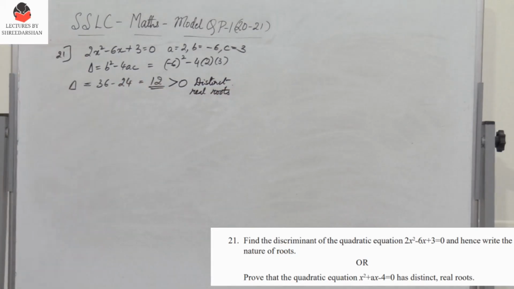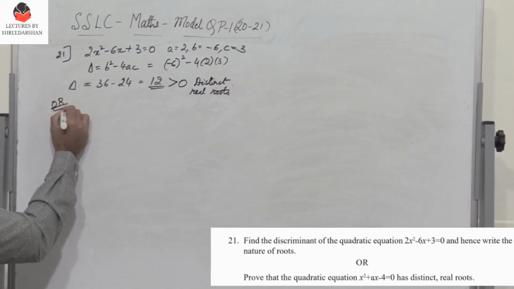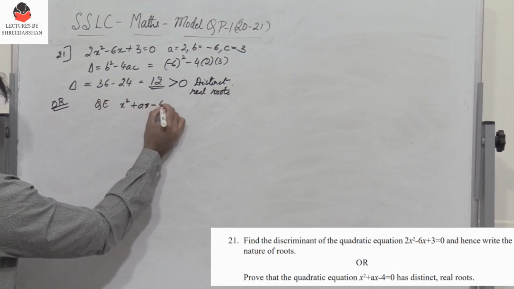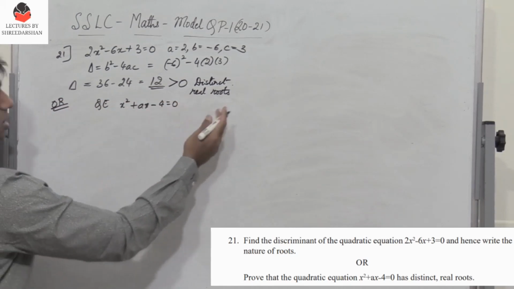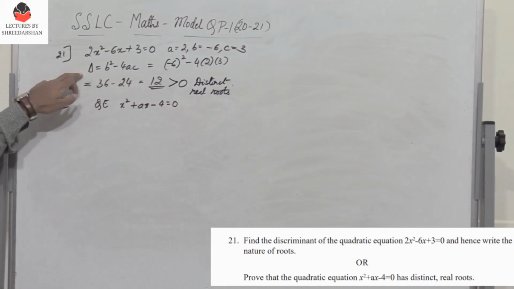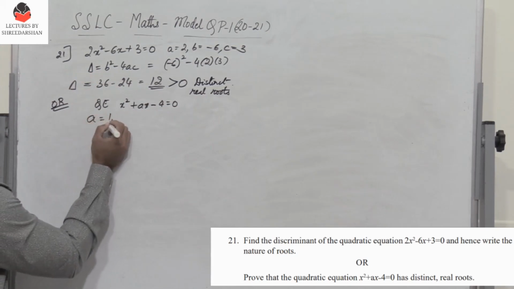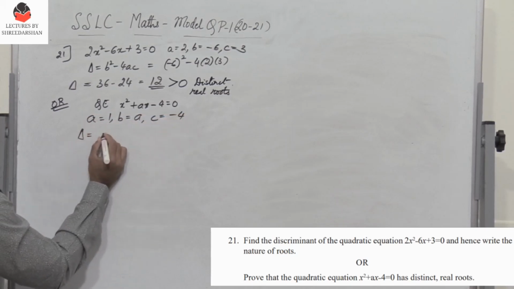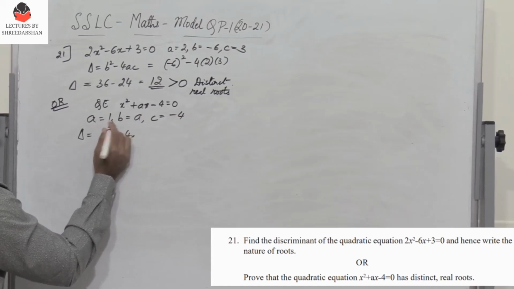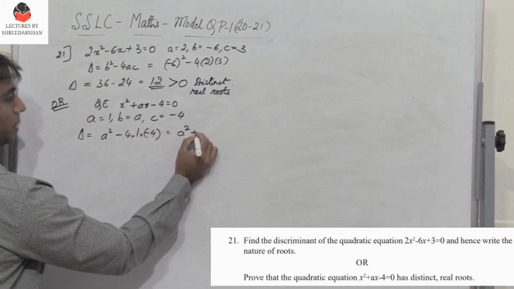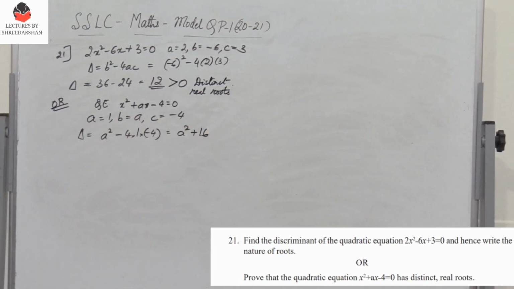Since this is greater than 0, or you have another question: prove that the quadratic equation x square plus ax minus 4 equal to 0 has distinct and real roots. Now if the roots have to be distinct and real, then delta has to be greater than 0. So the discriminant has to be greater than 0. So here a equals 1, b equals a, c equals minus 4. So I have delta equals b square, which is a square, minus 4 into a is 1 into minus 4. So we get a square plus 16.